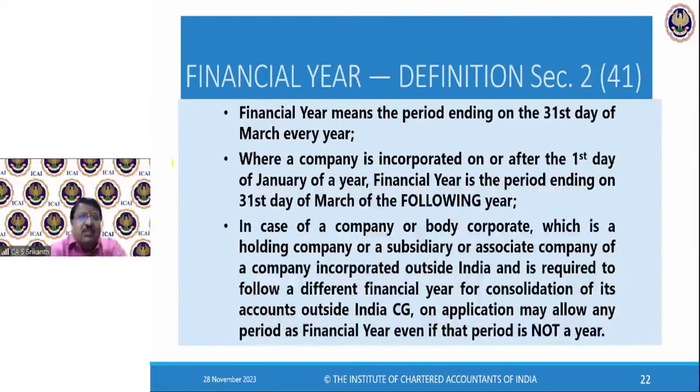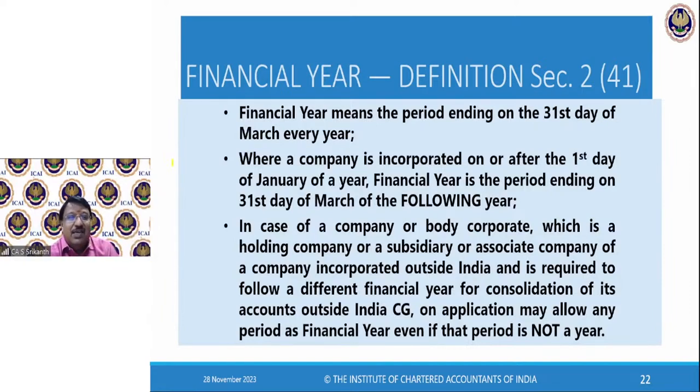Now, in case of a company or a body corporate which is a holding company or a subsidiary or associate company of a company incorporated outside India. So, this company which is incorporated in India is the holding company of a foreign company, or a subsidiary of a foreign company, a company incorporated outside India, or an associate company. Associate, you know that now. You remember, where a company is holding more than 20% of another company, it becomes an associate. Substantial interest. Then this company will become an associate company.